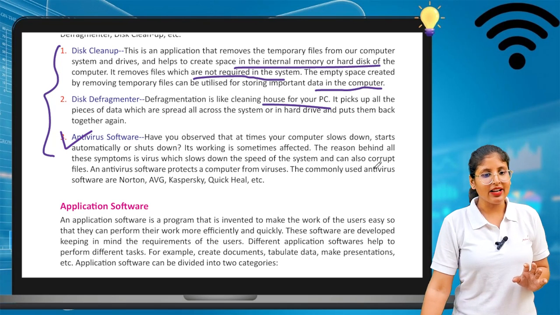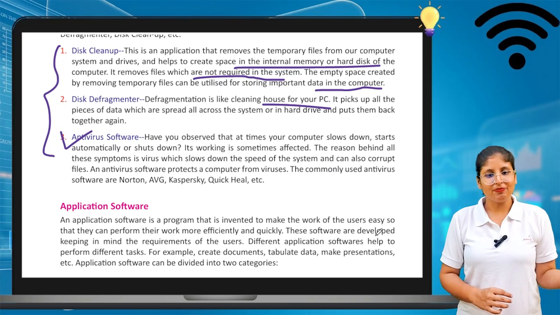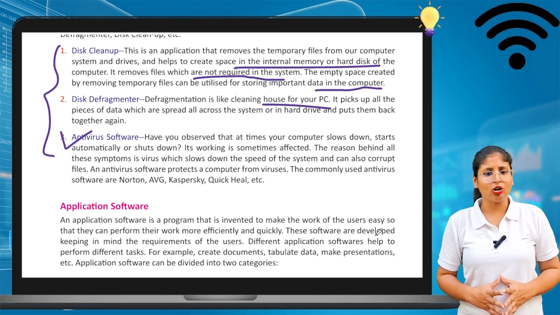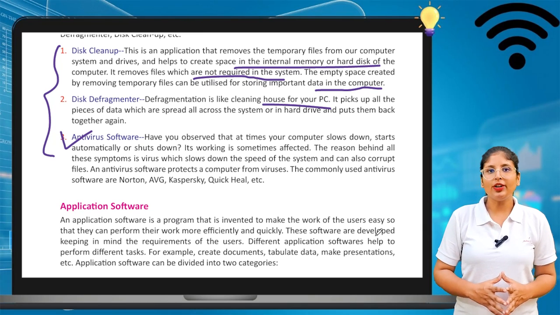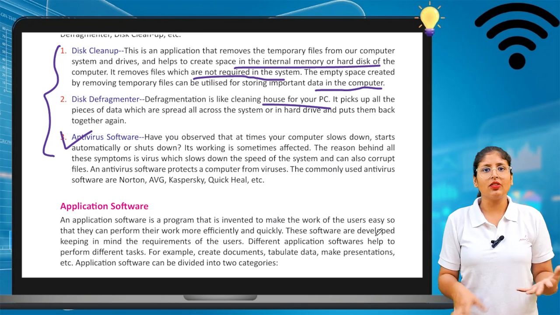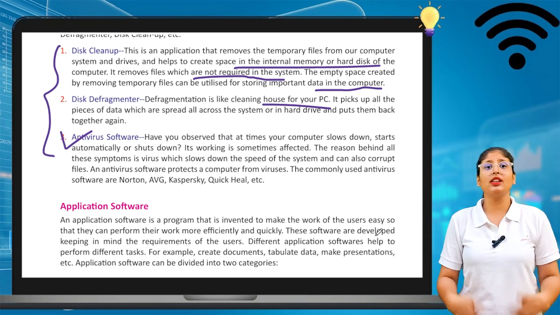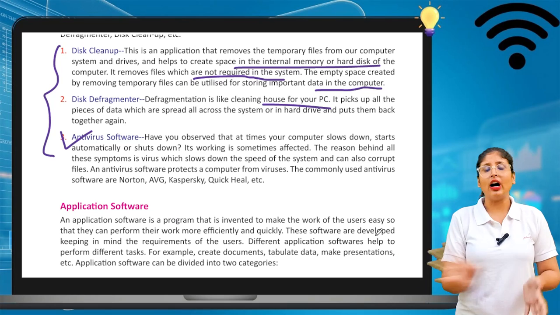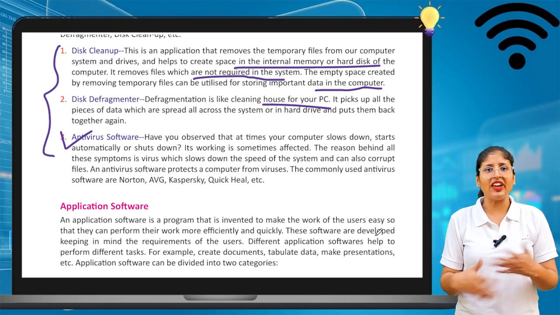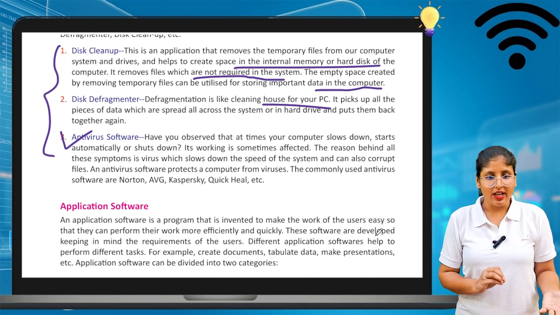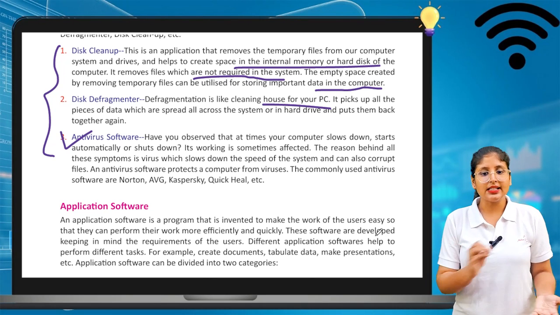Next is antivirus software. What does it do? Have you observed that at times our computer slows down, starts automatically or shuts down? It functions in a very improper way. It automatically switches on and off, and the cursor moves right and left in a very irregular way. That means your computer has a virus on it, so its working is affected.